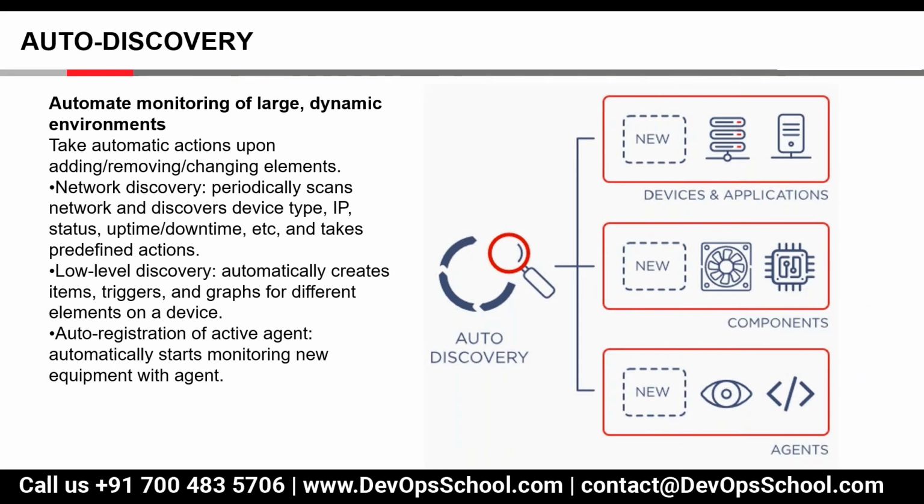Then we have the auto discovery feature. So here in network discovery, we can do a discovery of the entire subnet. We just need to mention the subnet, and it will capture all the IPs which are pingable. It will give you the list that this particular IP is pingable through Zabbix agent and which is not. So that is called a network discovery.